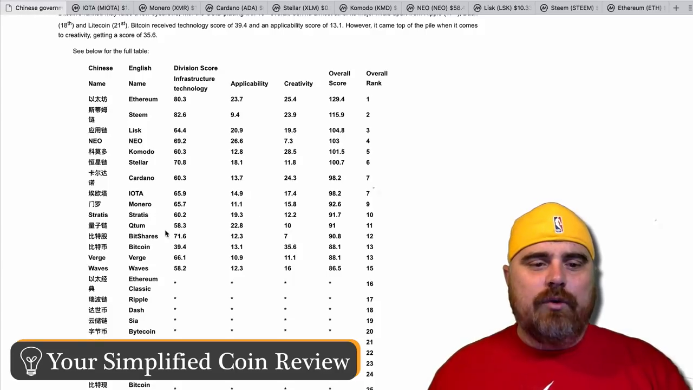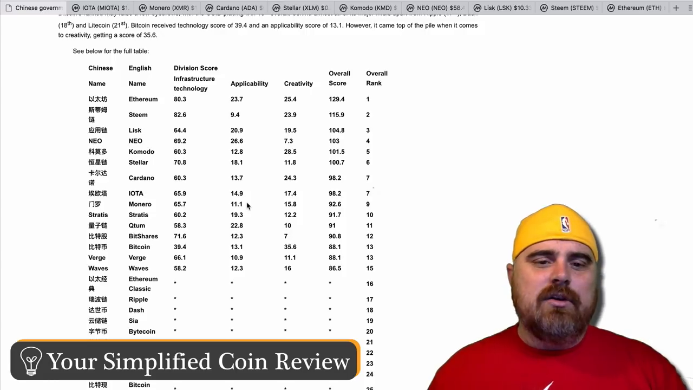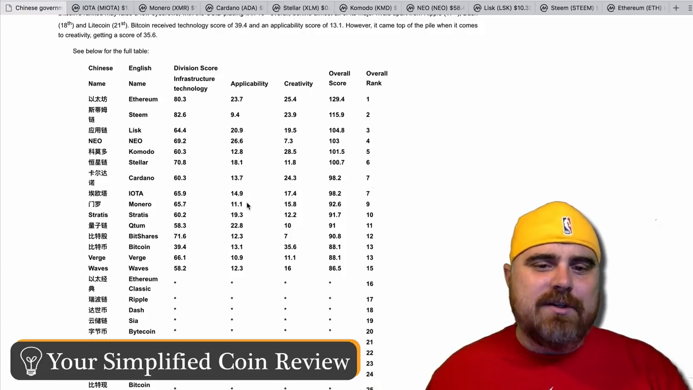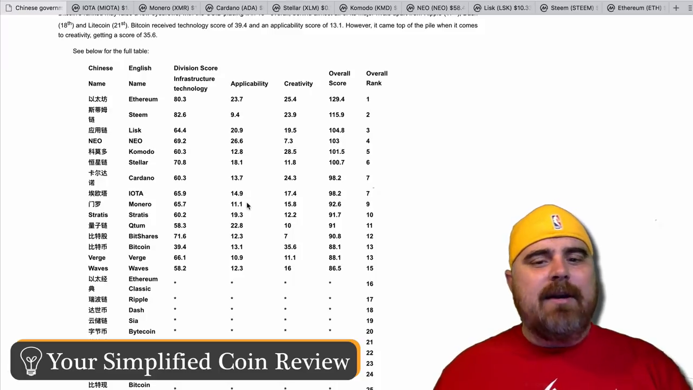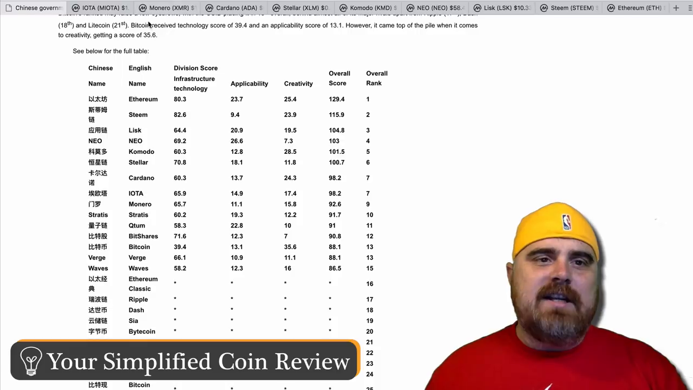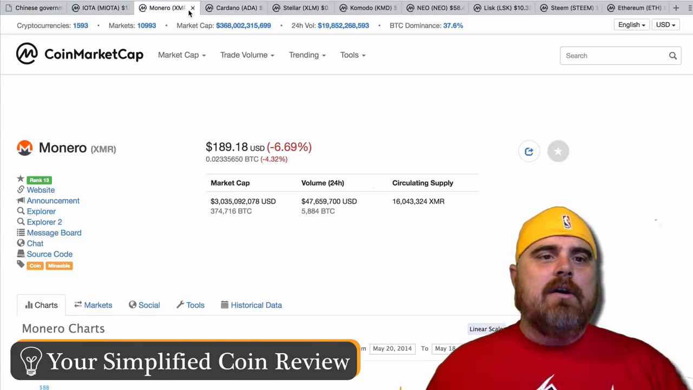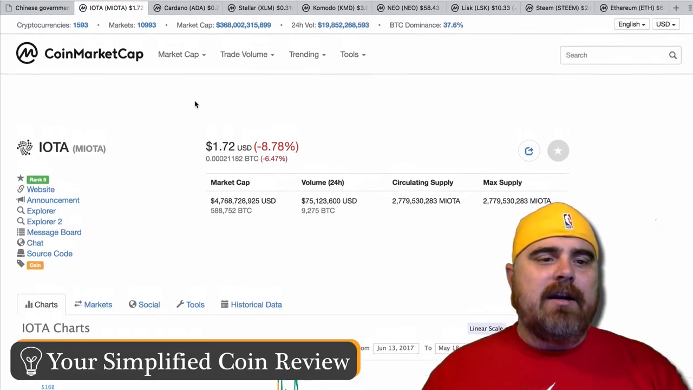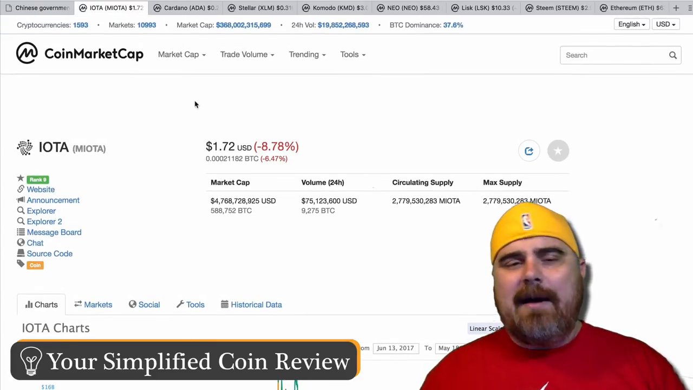As far as the individual numbers go, they gave it an 11 for applicability, which I think is a little low considering the purpose of it is for private transactions. So I think they actually may have been able to rank it a little bit higher than it was. With creativity, they gave it a 15, so not a good score there. So IOTA coming in at number 8. It is ranked number 9 on CoinMarketCap.